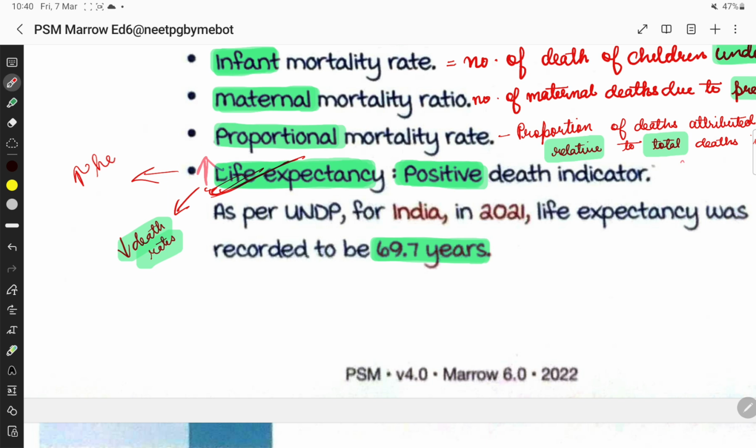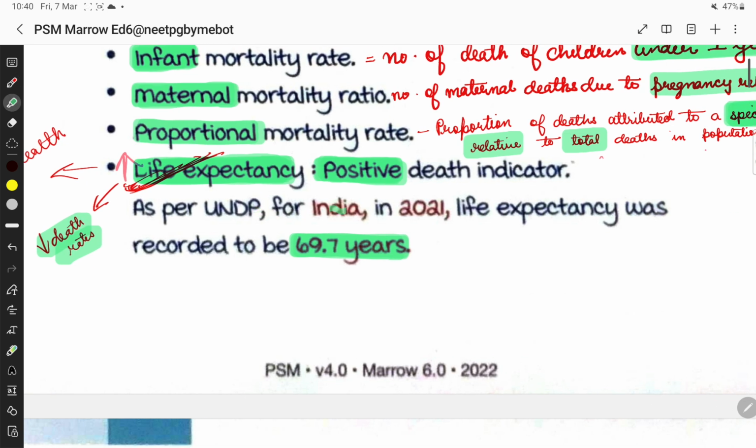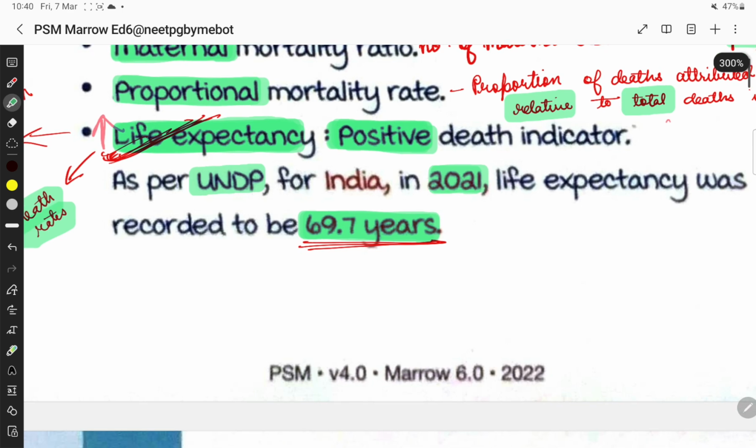status. So, life expectancy is a positive death indicator. As per UNDP, for India in 2021, life expectancy was recorded to be 69.7 years. UNDP stands for United Nations Development Program.